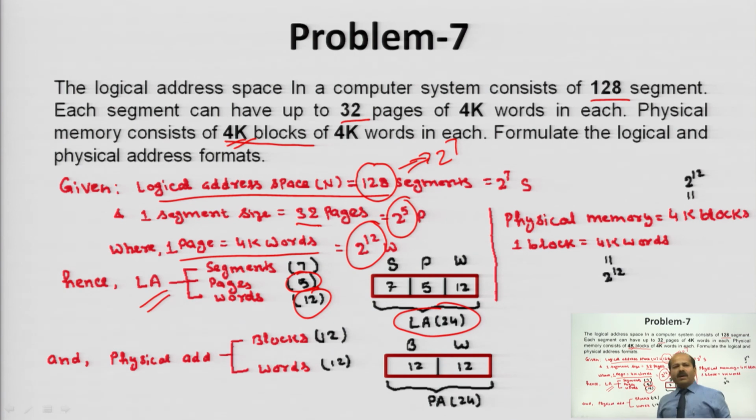And the physical memory, or memory space, is converted into a number of blocks, and in each block there are 4k words. Here physical memory is given as 4k blocks. There are 4k blocks, that means 2 to the power 12 blocks, and in each block there are 4k words. So, 12 is given to the number of blocks and 12 is given to the number of words. This way we can assign physical memory: 12 bits for block and 12 bits for word.